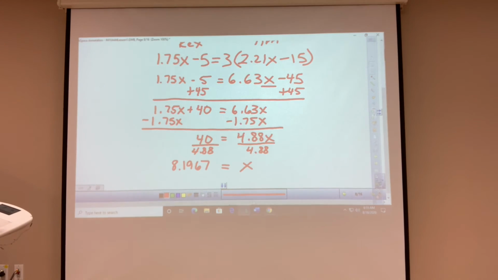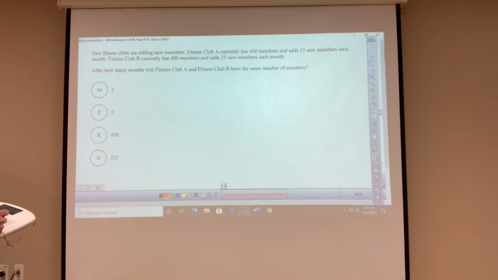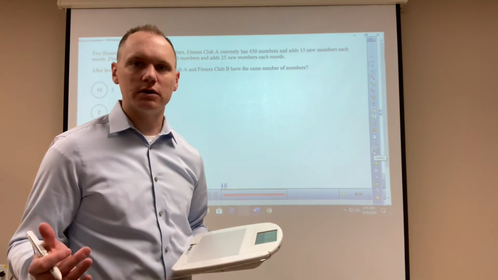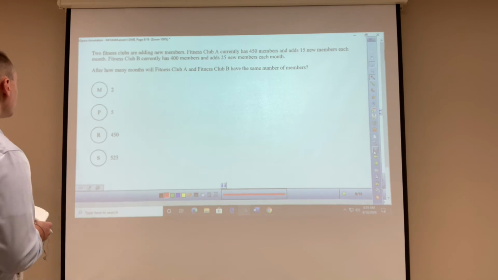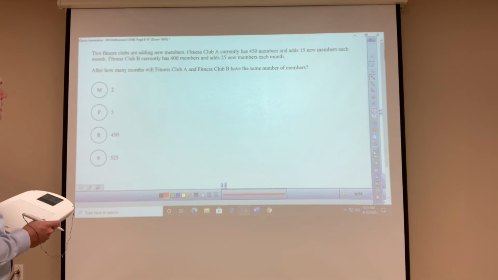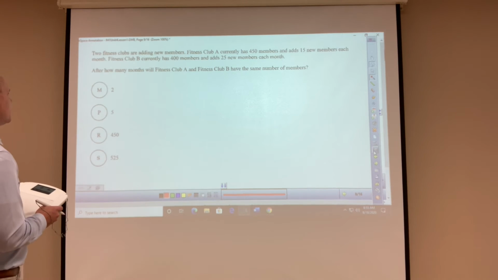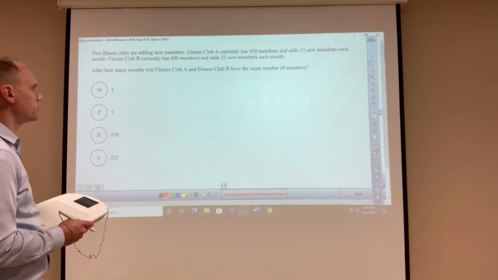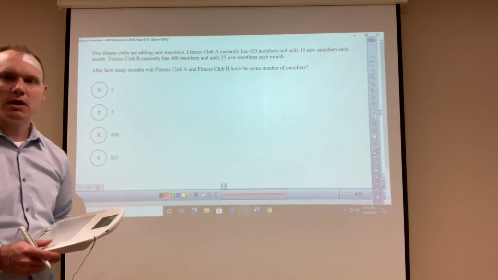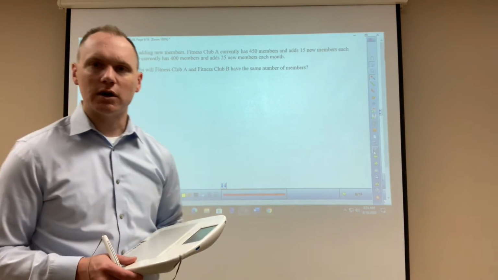Let's go back and move on to our next one. This is kind of a T&E ready type problem to get you thinking about what a multiple choice problem might look like. It says 2 fitness clubs are adding new members. Fitness Club A currently has 450 members and has 15 new members each month. B currently has 400 members and has 25 new members each month. After how many months will A and B have the same number of members? Take a second and see if you can try this one.